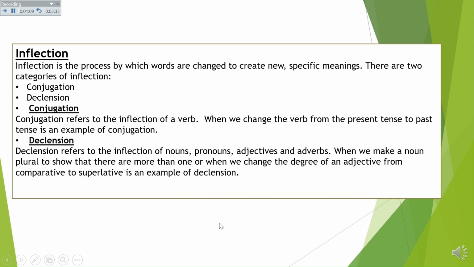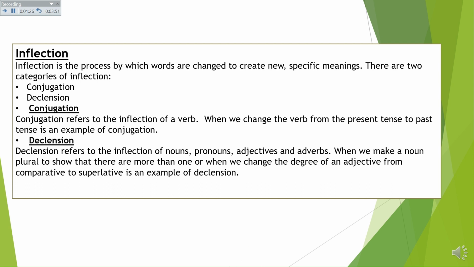Flower is a noun, right? It's singular, right? If we say flowers, it becomes plural. So that's the declension of the noun flower. The same thing: beautiful is an adjective. If we say more beautiful or most beautiful, these are the declension of the adjective beautiful.